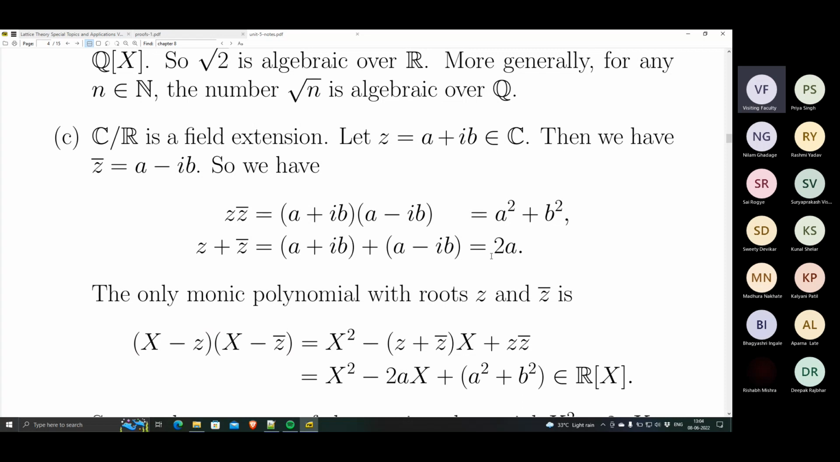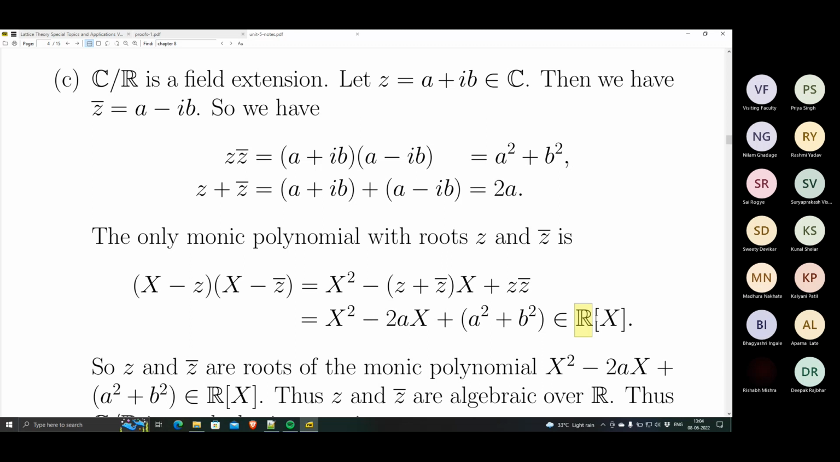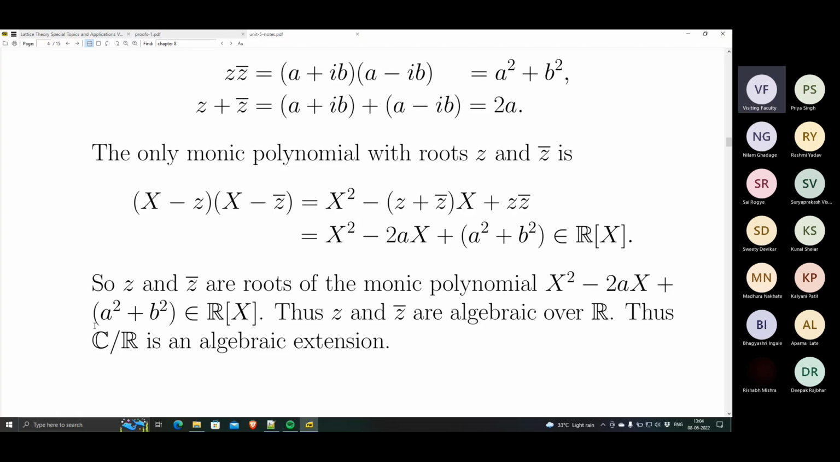So now here Z plus Z bar is 2a, and Z times Z bar is a squared plus b squared. So the monic polynomial with roots Z and Z bar, which is x minus Z times x minus Z bar, is in fact this polynomial: x squared minus 2ax plus a squared plus b squared. But this is a polynomial over the reals. Correct? So you took some arbitrary complex number Z, and this is a monic polynomial over the reals such that Z is a root of this polynomial. In fact, both the number Z as well as its conjugate, Z and Z bar, are roots of the monic polynomial x squared minus 2ax plus a squared plus b squared, which is over the reals.